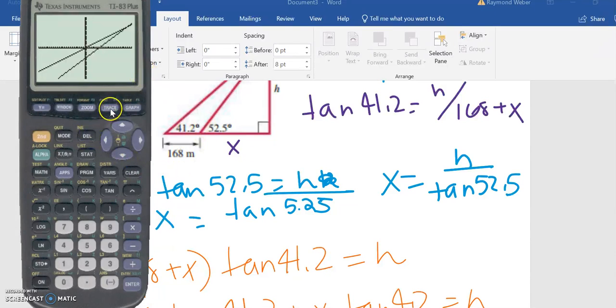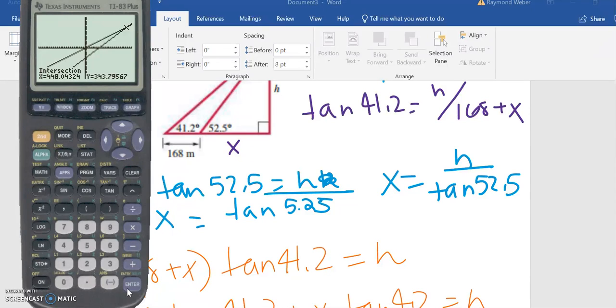So I'm going to go to second trace, my calc menu, and hit intersect. First curve, enter. Second curve, enter. Guess, enter. If you had three or four things graphed here, this would be a bigger deal, but really just hit enter three times. I'm looking for my x value, because that's what I replaced h with. So my intersection is at 448. Because all this was rounded to the nearest meter, I'm going to round to the nearest meter: 448 meters is the height, h, here.